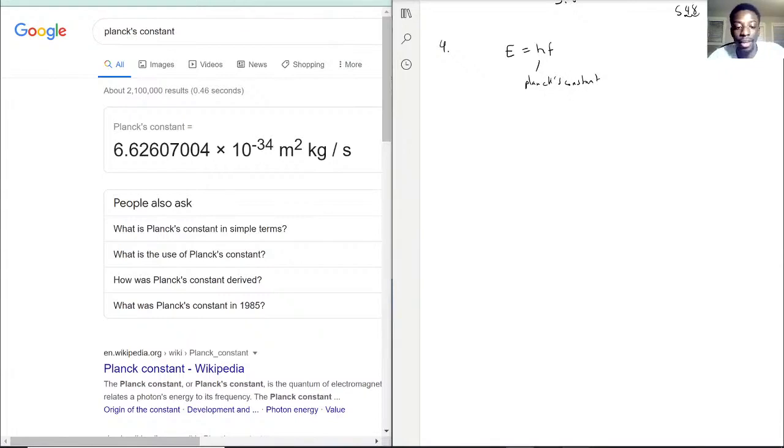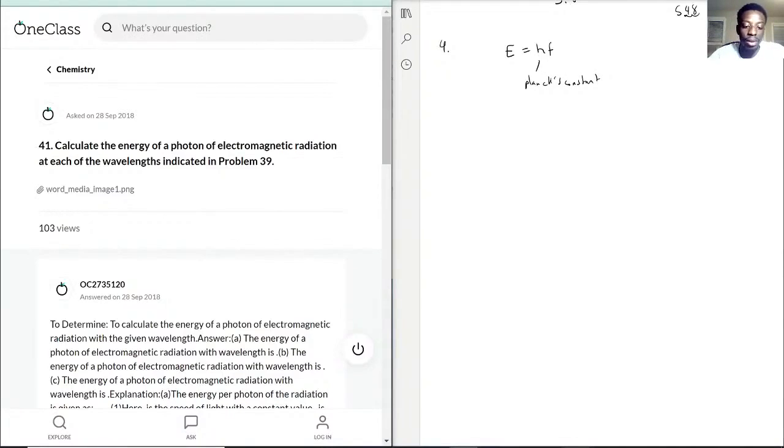Now, more conceptually, this is what you're going to use to calculate the energy of a photon, because they give you the wavelengths, and when you break down the frequency, frequency is equal to the speed of light over wavelength. So I'm going to circle this in blue. As long as you're getting the wavelength, you can solve for frequency. And as long as you can solve for frequency, you can solve for energy.